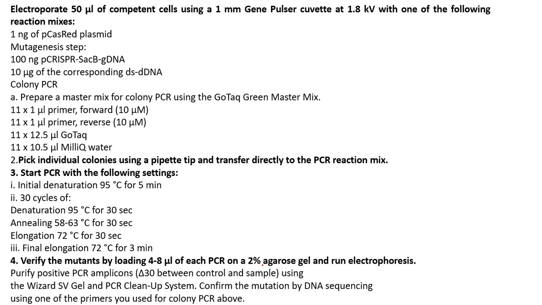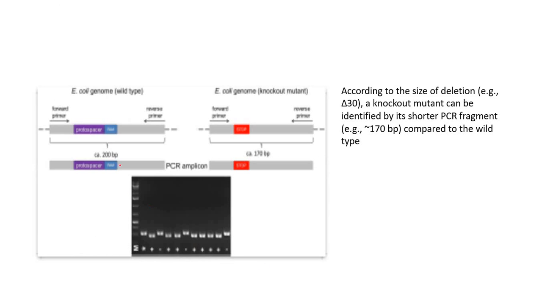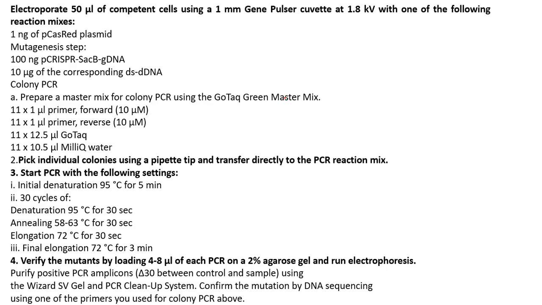So what you are going to get here: if there is no deletion of the protospacer and the PAM, then you will get a 200 base pair product. If there is a deletion and you have inactivated your target gene by incorporating the stop codon, you will get the 170 base pair product. So that's how you can differentiate it. Here you can see this is the wild type genome, and this is the knockout mutant. This experiment you can very well complete in 7 days, I believe.